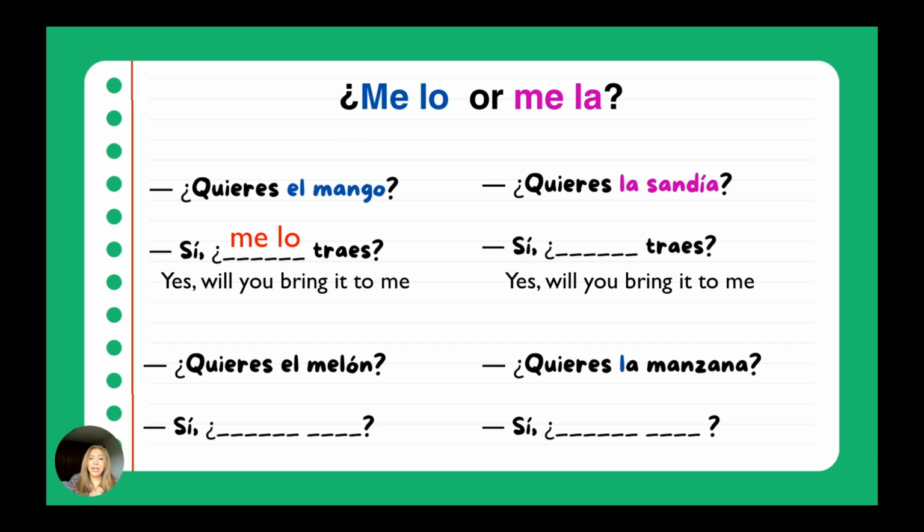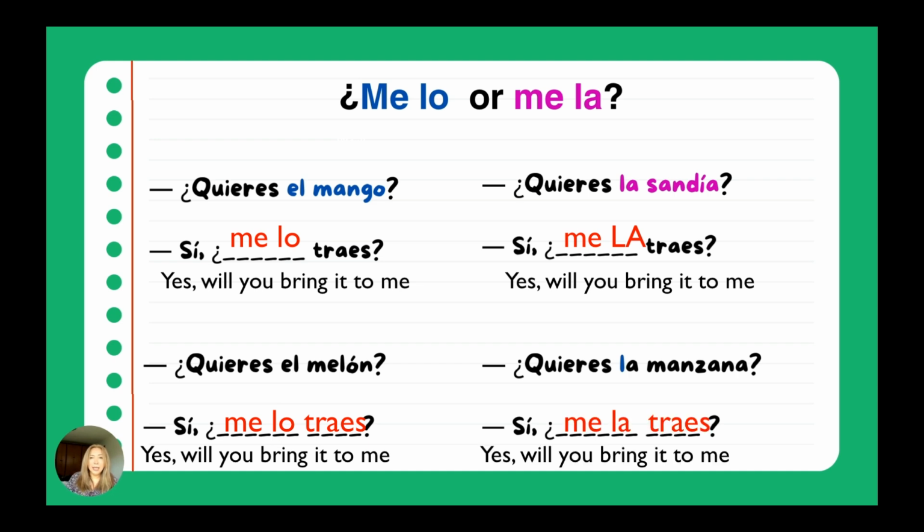Next question. ¿Quieres la sandía? Do you want the watermelon? I hope you said, sí, me la traes. Okay, let's go with the next question. ¿Quieres el melón? Do you want the cantaloupe? And I hope you said, sí. Me lo traes, because melón is masculine. Me lo traes. ¿Quieres la manzana? Sí. Me la traes.